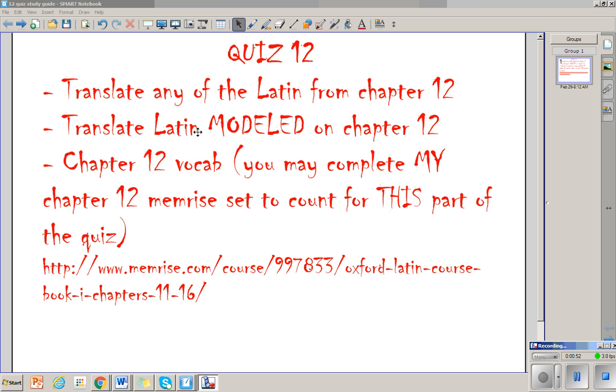Also translate some Latin that I will make up that will be similar to chapter 12, so that you just don't memorize the Latin. Okay, so that's one, is translation.